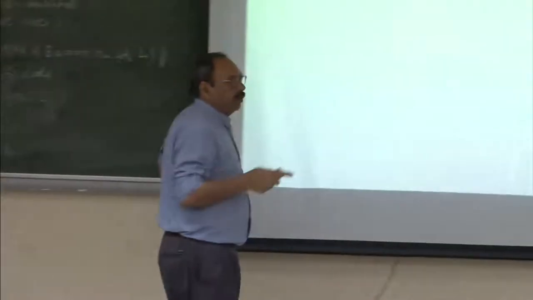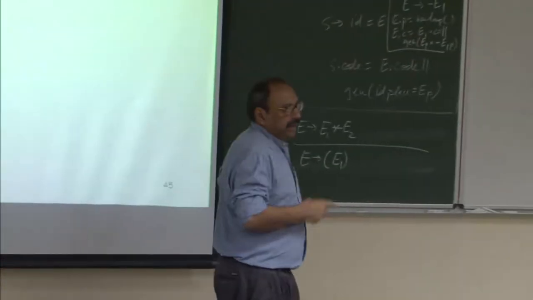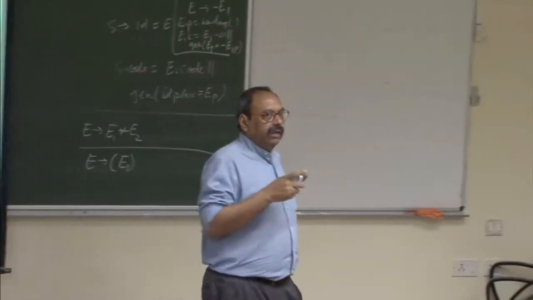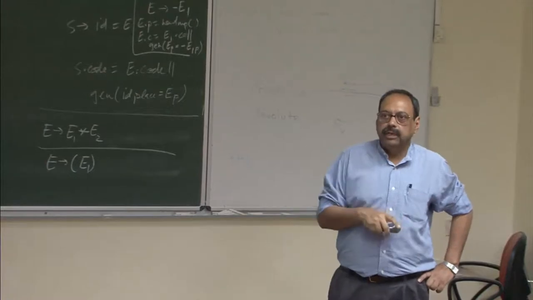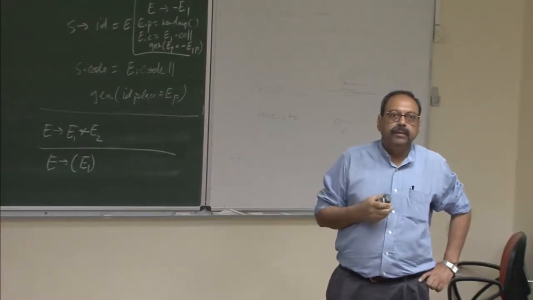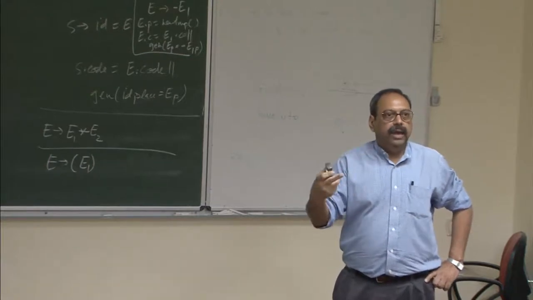I need to jump back to the beginning of the while statement and reevaluate E1, right? And I keep on doing it, and when E1 becomes false, then I jump to the statement which is immediately after S. So how many labels do I need? Two labels, one for the beginning of the statement, another for the end of the statement.